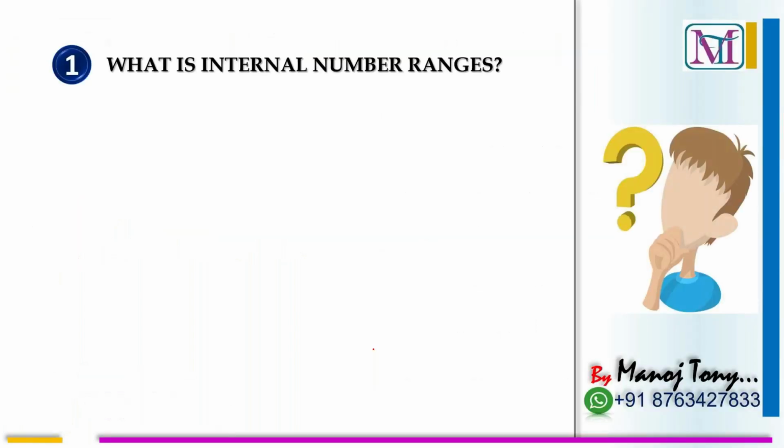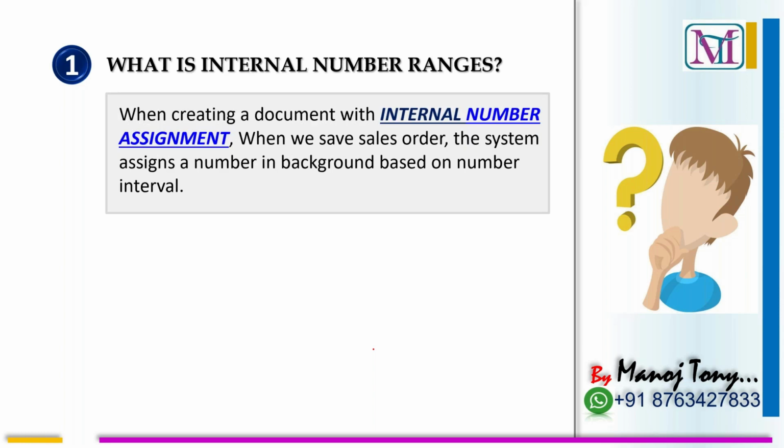First we'll start with the basics. First we'll start with internal number ranges. We have to understand what internal number ranges and external number ranges assignment are, when we'll go for internal number ranges assignment and when we'll go for external. So what is internal number ranges assignment? When the user creates a sales order and saves that sales order, the system will allocate a sales document number in the background based on the number interval.